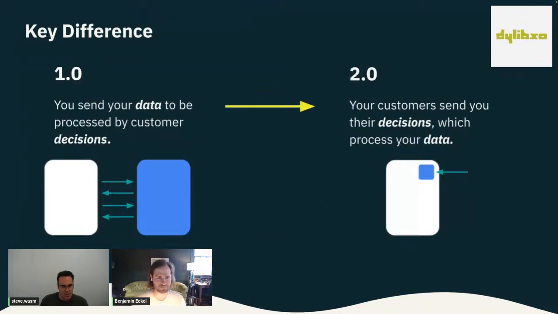So the key difference here that I want to really focus on is in a 1.0 world, you're sending your data to be processed by customer decisions. On this side is the source system sending data back and forth so that the customer can make decisions about what to do. And in a 2.0 world, your customers are actually sending you their decisions to run locally on your data inside your platform. That's a pretty key difference here.